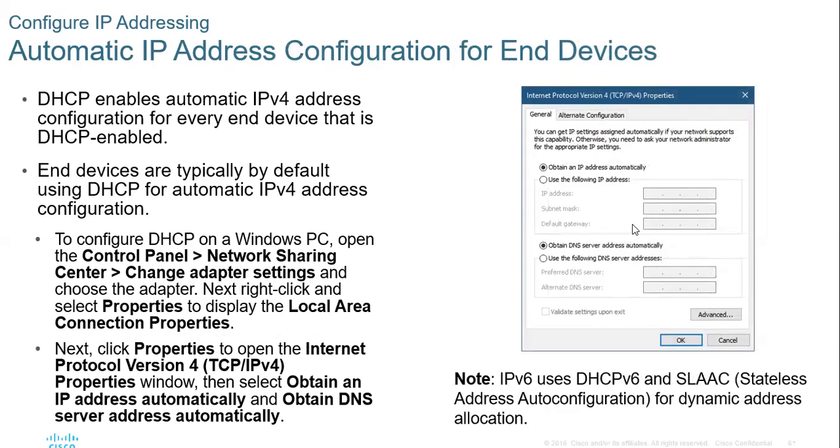Automatic IP address configuration for end devices. As I told, for automatic IP address configuration, we require DHCP. DHCP enables automatic IP address configuration for every end device that is DHCP enabled. End devices by default typically use DHCP for automatic IPv4 address configuration.